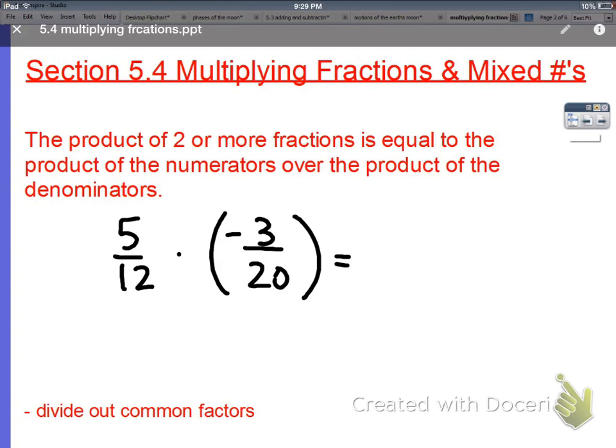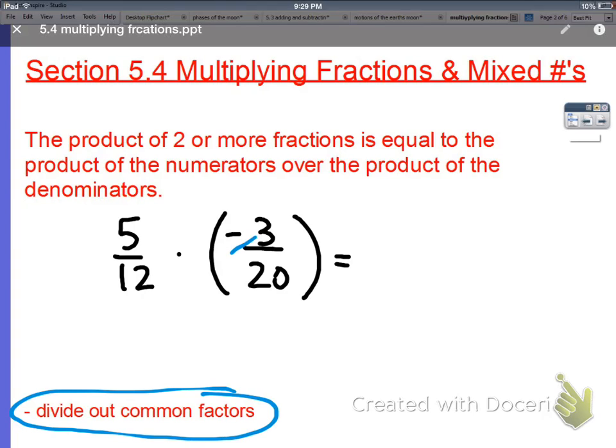One thing I want to point out to you, though, that makes it a lot easier to multiply is that you want to divide out the common factors. What this means, looking at our example here, is that when you have 5/12 multiplied by -3 over 20, you want to look across, or cross multiply, by each other. You want to look at both numerator and denominator to see if there's anything that will cancel out.